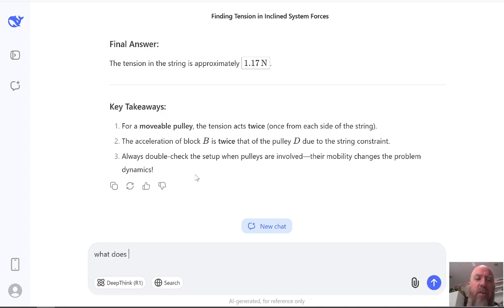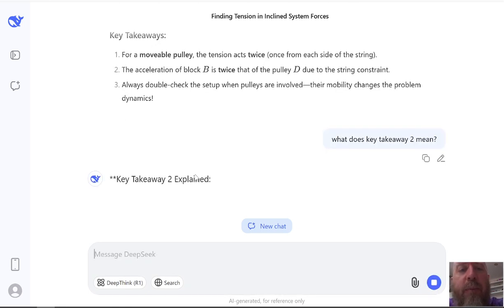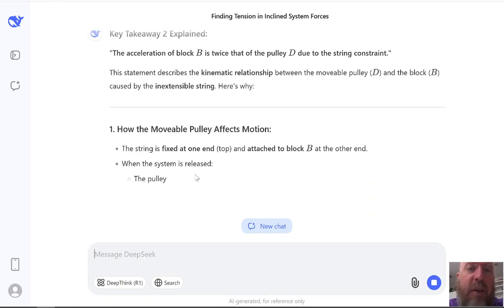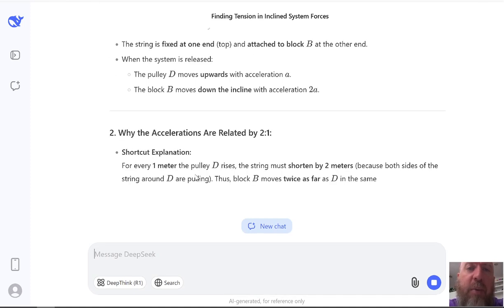What does the key takeaway mean? The acceleration of block B is twice that of the pulley. The statement describes the string, which is fixed at one end and attached to block B at the other.